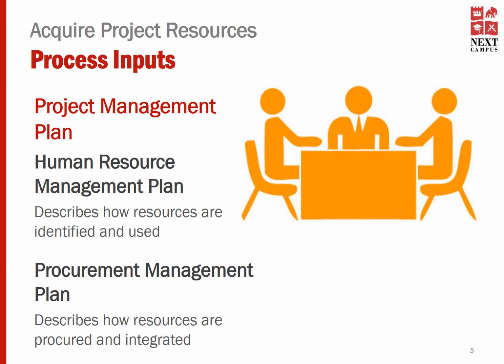First, human resource management plan. Human resource management plan describes how resources are identified and used within the project. Second, procurement management plan. Procurement management plan describes how resources are procured and integrated into the project. Whether it's a contract or different procurement, that needs to be planned in the procurement management plan.